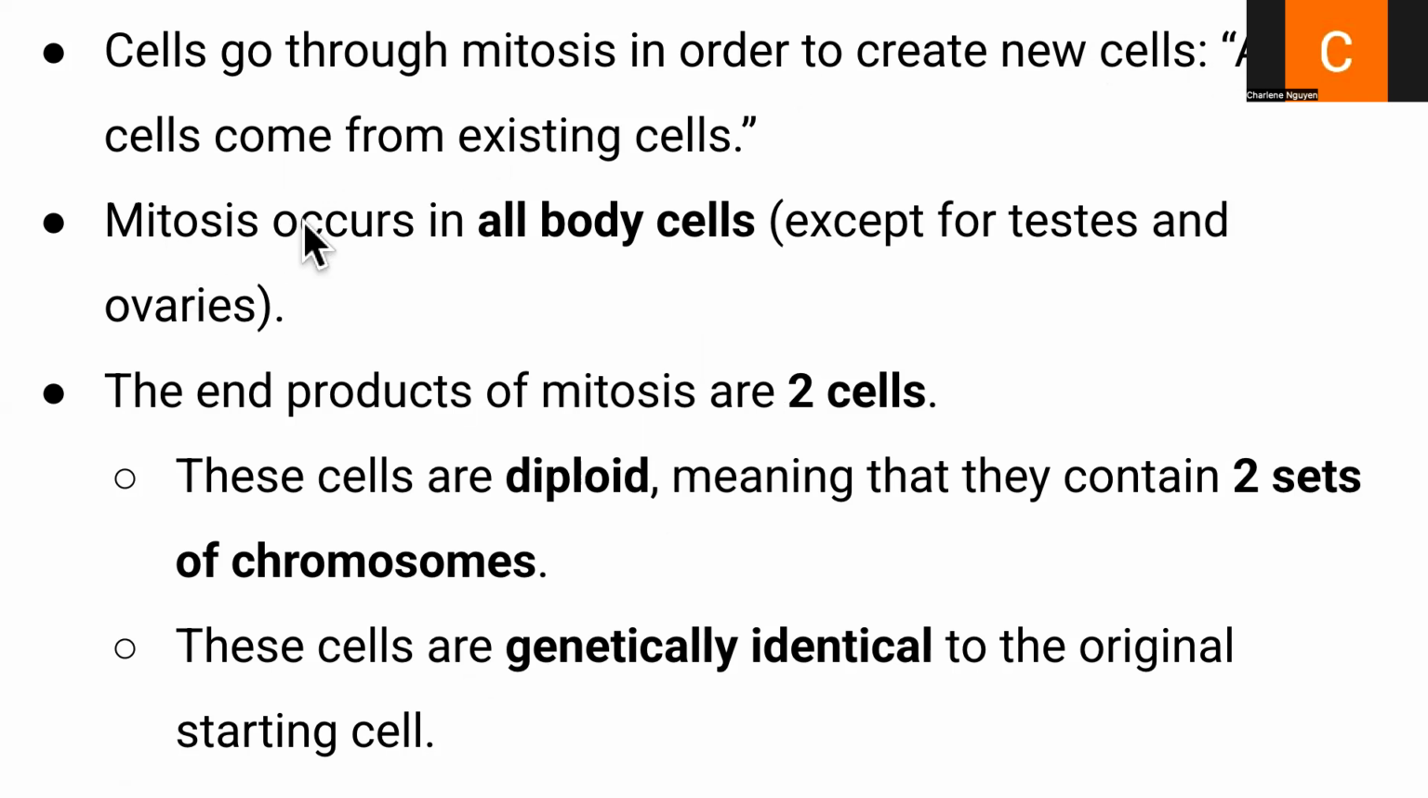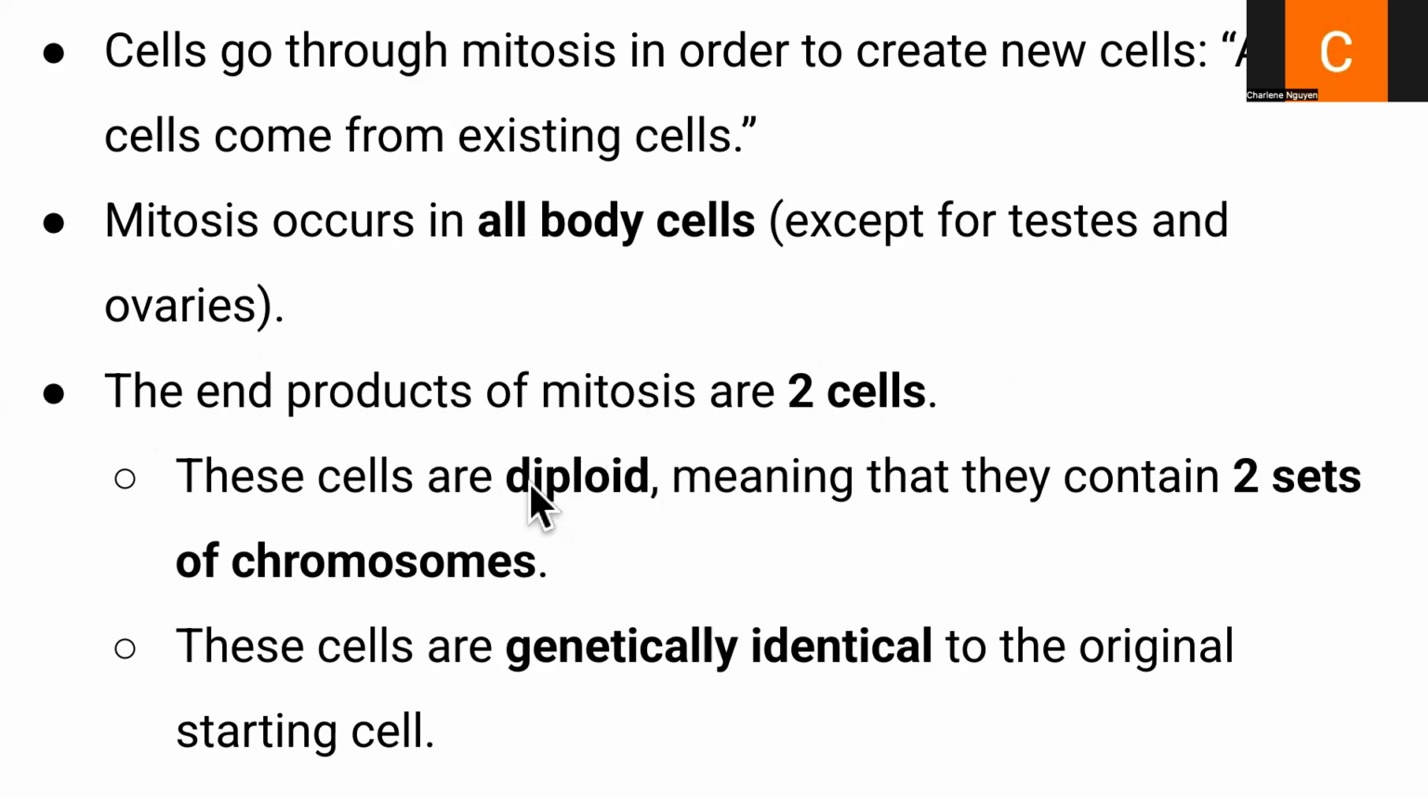So, mitosis specifically occurs in all your body cells. So, that's all cells in your body, all cells in living organisms, except for the sexually producing cells. So, testes and ovaries go through a separate process in order to create your sex cells. So, in mitosis, we start out with one cell, and the end product at the end of mitosis are two cells. So, both of these cells created at the end of mitosis are diploid.